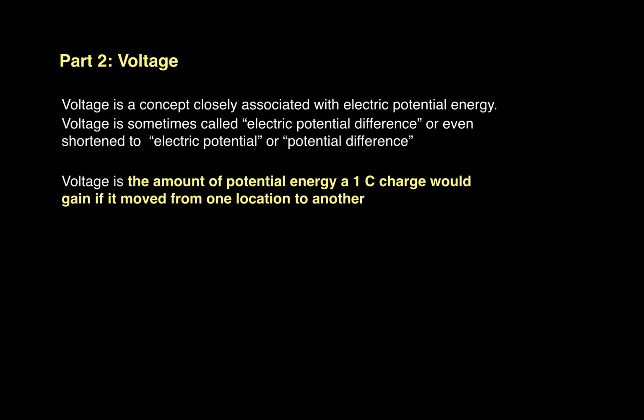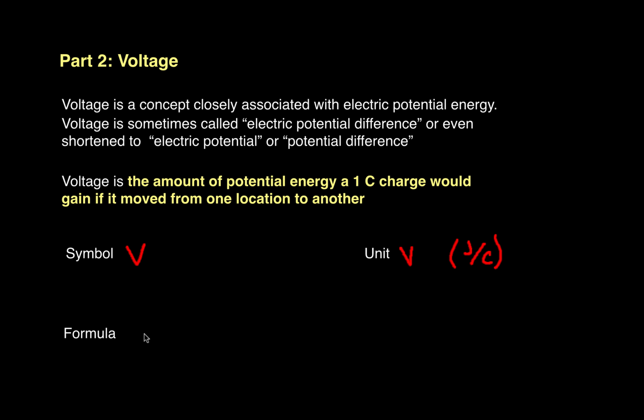Voltage is the amount of potential energy a 1 coulomb charge would gain if it was moved from one location to another. The symbol for voltage is capital V. Be really careful because this is often confused with small letter v, which is associated with velocity. The unit for voltage is the volt, also a capital letter V, but it also can be given in the derived unit, joules per coulomb.